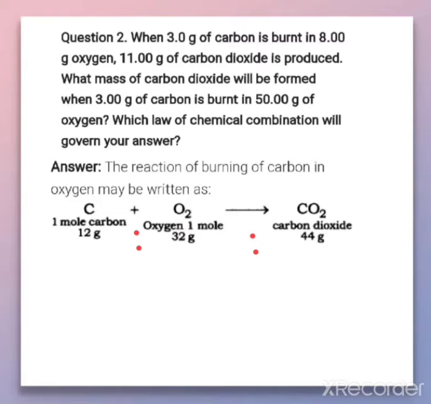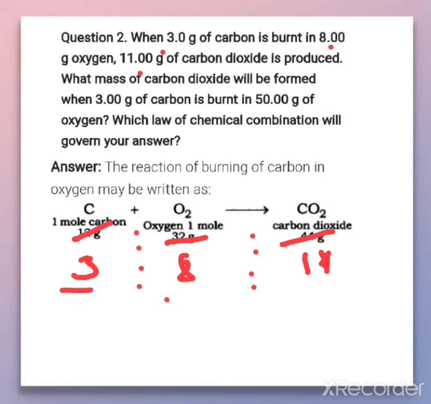The simplest ratio, when you divide 12 by 4, we get 3. When you divide 32 by 4, you get 8. And when you divide 44 by 4, we get 11. That means when we divide by 4, all these numbers give the simplest ratio, that is 3 is to 8 is to 11. That is nothing but what is given in the question: 3 gram of carbon reacts with 8 gram of oxygen to give rise to 11 gram of carbon dioxide.